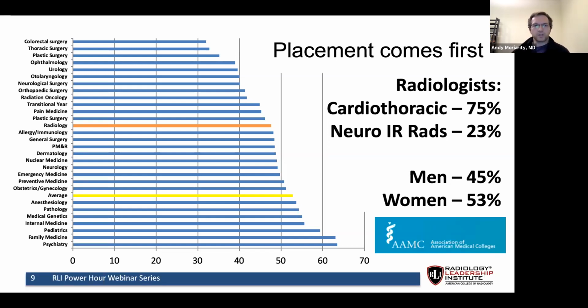The next question we asked was, where did you want to end up practicing in comparison to your subspecialty? Here we compared this to some survey data from the AAMC that looks at all specialties. You can see that the national average is about 50% of people end up practicing in the state where they train. Radiology is a little bit below average here, but I think this is weighted more by the large numbers of people in internal medicine, pediatrics, and family medicine who are in the above average part of that category.